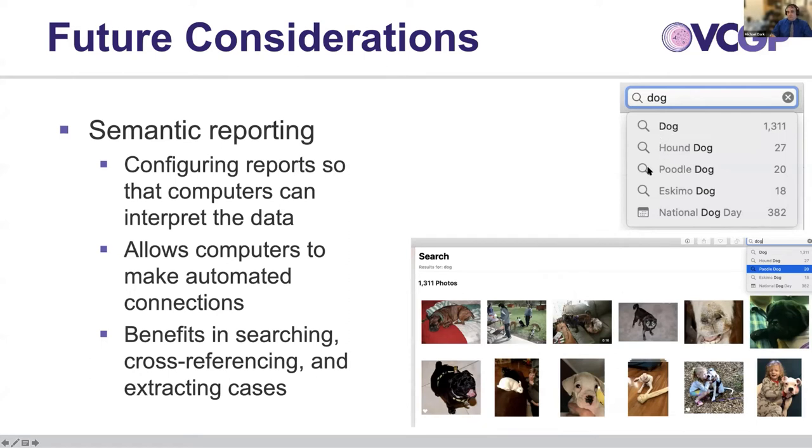And then it goes into, do you want poodles? Do you want Eskimos? Do you want hot dogs? So it can be fairly specific. And right now in our pathology reports, we have none of that. But imagine how easy it would be if you could say, show me all the malignant neoplasms that I've diagnosed in the duodenum in the last 6 months. That would be huge in terms of future studies and cross-referencing cases and that sort of thing.